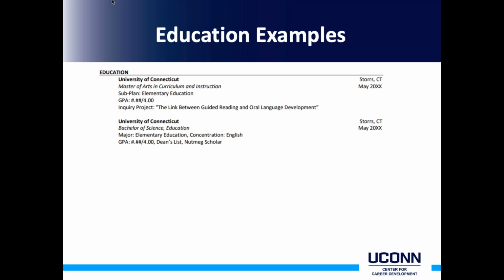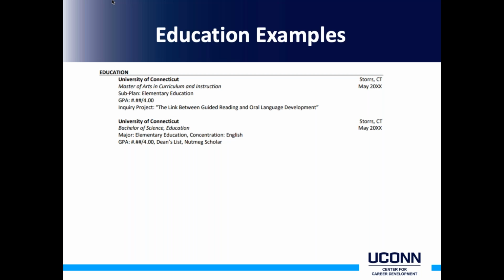So here are some examples. This person has a master's and a bachelor's, and they have them in two separate entries. They're both University of Connecticut, but they have one for the master's and one for the bachelor's. That's one way of doing it. As you can see on this one, they have their sub-plans. So they're saying that their master's was specifically in elementary education instead of just having Master of Arts in Curriculum and Instruction. So that is very specific about their degree.